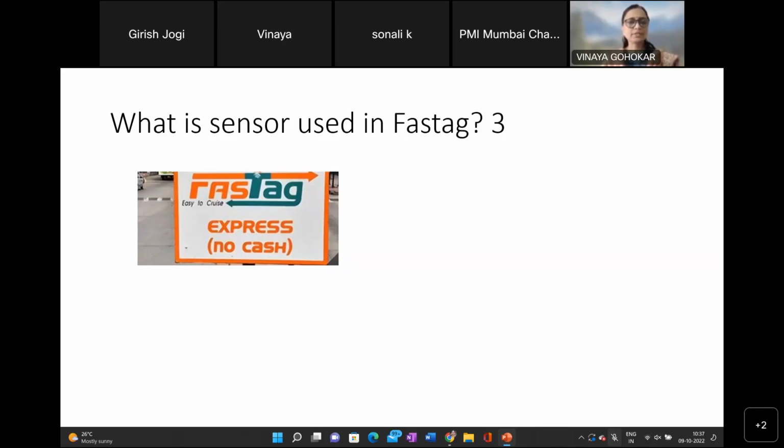Most of the sensors which we see are passive, but it's difficult to believe that this RFID sensor is an electronic device. It has a processor and an antenna. You can save the information about the particular object in this small electronic device. So yes, RFID is the answer for the sensor used in the FASTag.